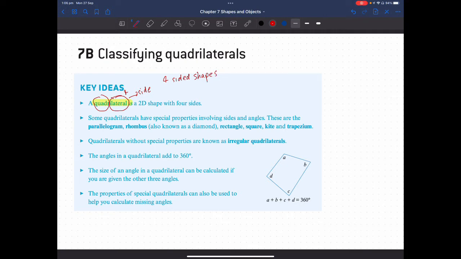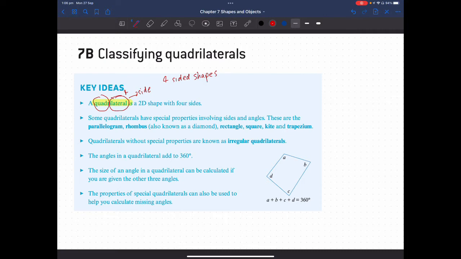There are some special types of quadrilaterals, and we classify them by a number of properties. These properties could be their sides being parallel, they could be the sides being the same length, and other similar properties. These shapes are parallelograms, rhombuses, rectangles, squares, kites, and trapeziums. We will look at these shortly.